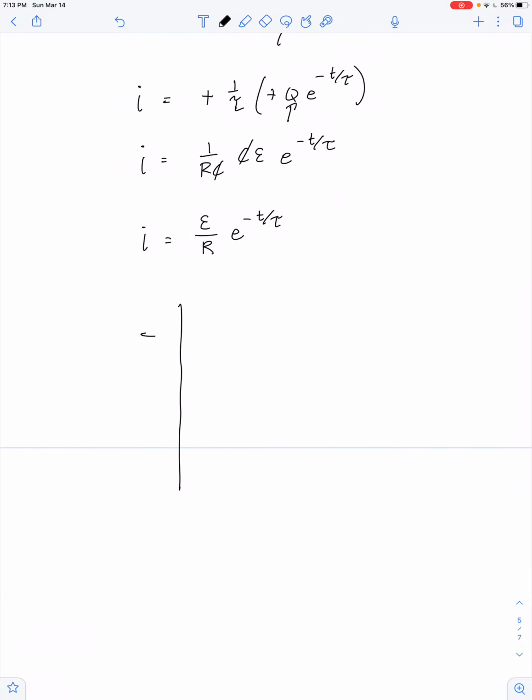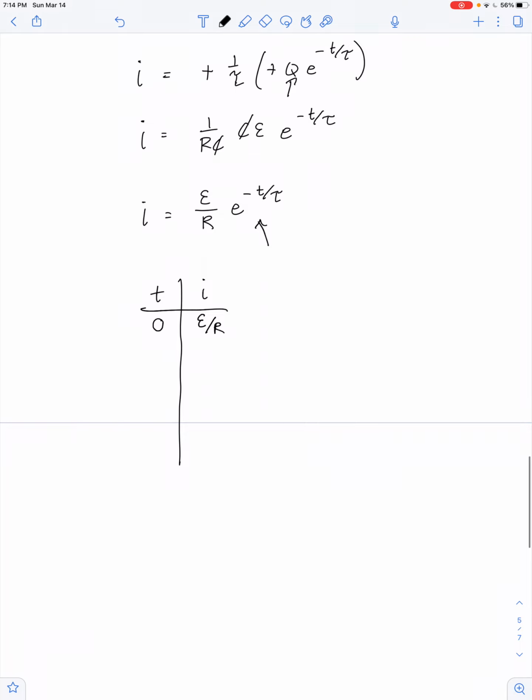Let's make a chart. Time and current. So when the time is 0, then we've got e to the 0, which is just 1. And so 1 times voltage over resistance. There we go. And let's fast forward. Let's let t approach an infinite value. Then we've got battery voltage divided by resistance times e to the negative infinity, which is the same thing as 1 over e to an infinite value, which is basically 0.